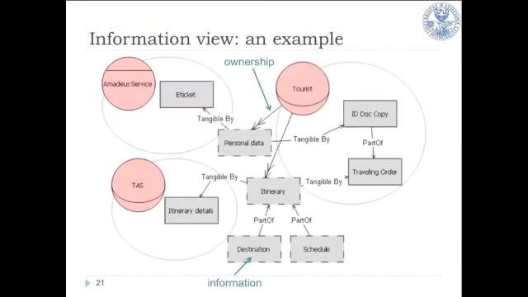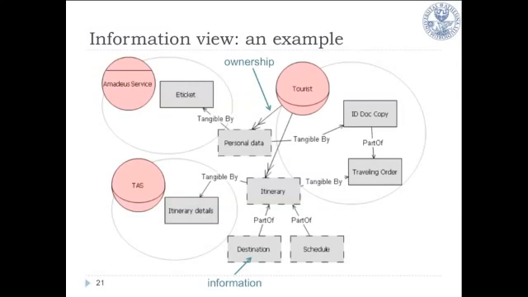Here is the information view for our example. So the tourist has document ID, document copy, which is part of traveling order, who has a set of documents. He owns the information regarding his personal data. You see, information is represented in terms of a rectangle with a dashed line to be distinguished from the rectangle used with a continuous line for documents.